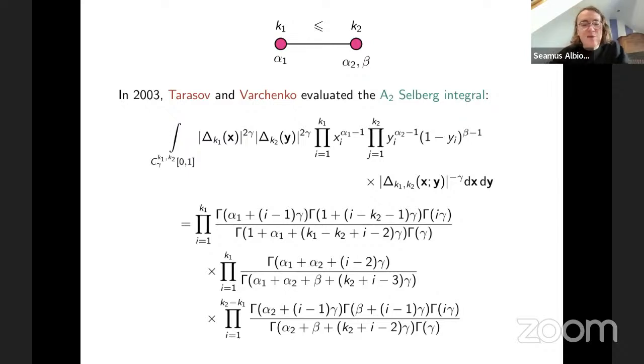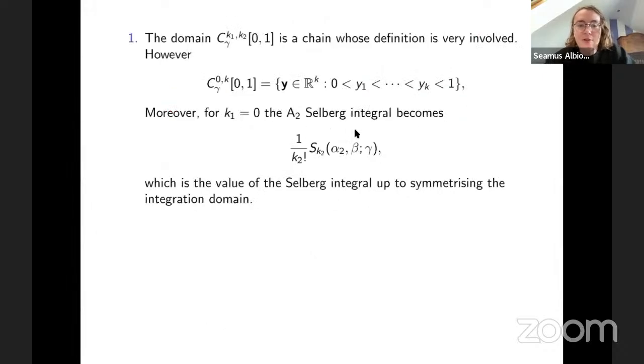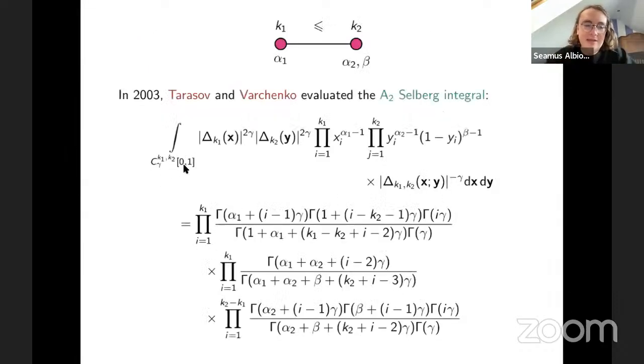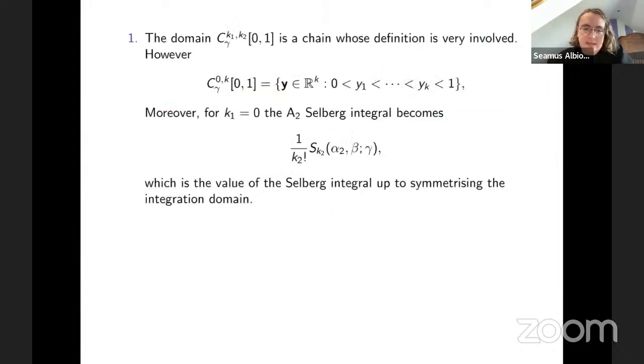But in any case, one thing you can observe immediately by looking at this right-hand side is the following. The domain of integration, I've written it here, but it's no longer as nice as it was before. It's not just some K1 plus K2 dimensional unit cube. You need to be really careful with what the domain is, and it's a chain in the algebraic topology sense of the word chain.